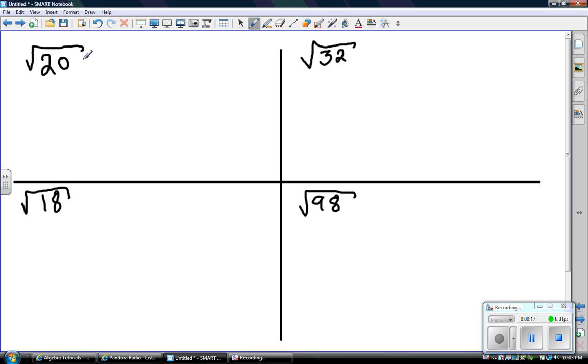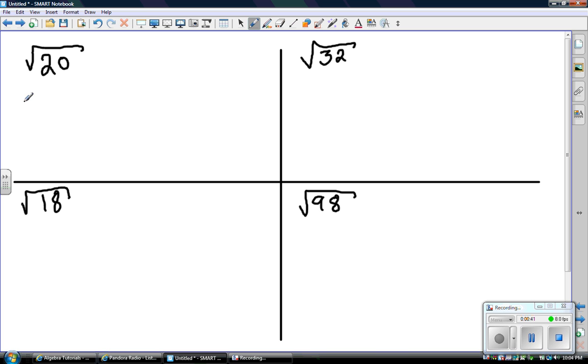So the first one we're going to do together is taking the square root of 20. We're going to talk through what procedure, what things you should be thinking about. The easiest way to simplify square roots is to find the largest perfect square that goes into that number. So when you think about the number 20, you want to ask yourself, what perfect squares do I know go into 20? Well, one perfect square that I know goes into 20 is 4.